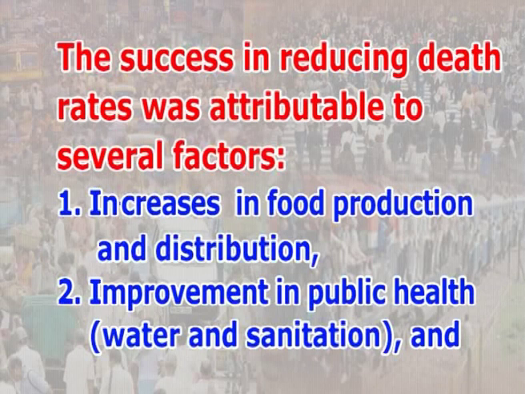People had many children, but a large number of them died before the age of 5. During the Industrial Revolution, a period of history in Europe and North America when there were great advances in science and technology, the success in reducing the death rate was attributed to several factors.